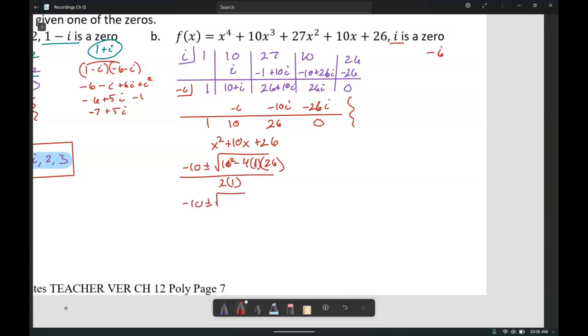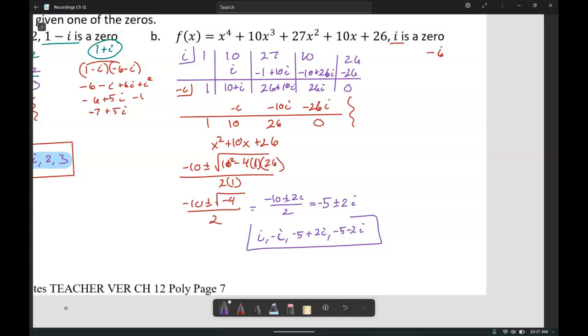When we simplify the discriminant, we get negative 4. Now that tells us that we're going to have 2 more non-real solutions, so all 4 of our solutions will be non-real. So we go ahead and simplify, we get 2I over 2, and we simplify our fraction, we get negative 5 plus or minus 2I. So then our 4 zeros are I, negative I, negative 5 plus 2I, and then negative 5 minus 2I. And those are all 4 of our zeros.